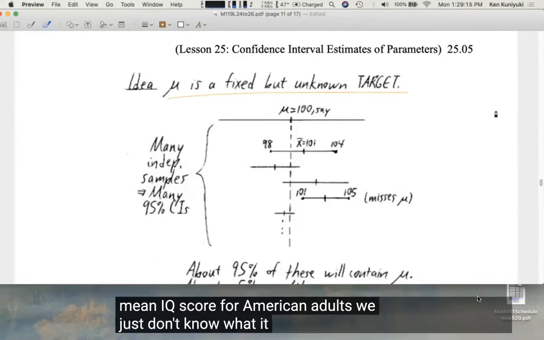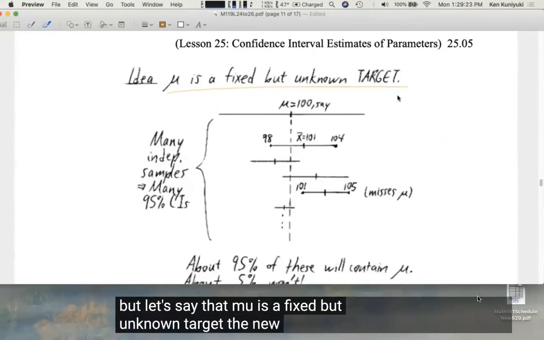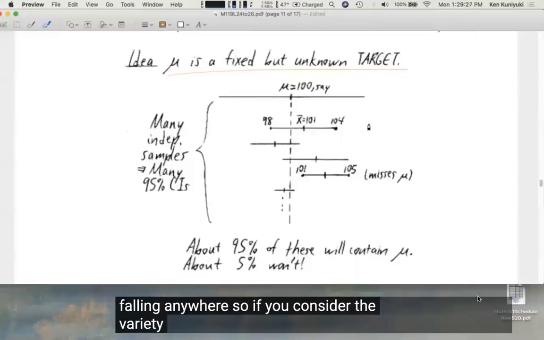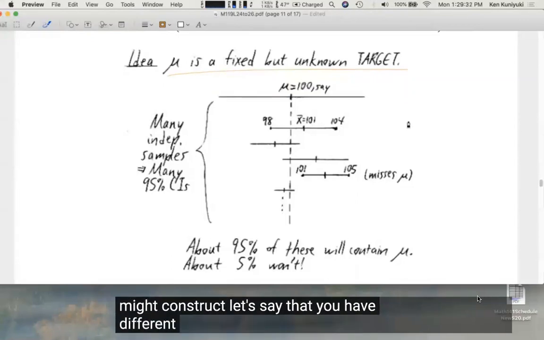There is a population mean IQ score for American adults. We just don't know what it is. We might not ever know what it is at any given moment. But let's say that mu is a fixed but unknown target. Then mu isn't really falling anywhere. So if you consider the variety of confidence intervals that you might construct, let's say that you have different psychology professors who take different samples.